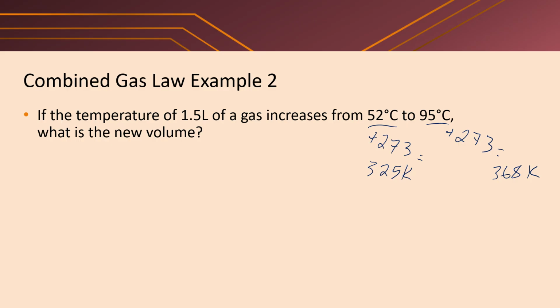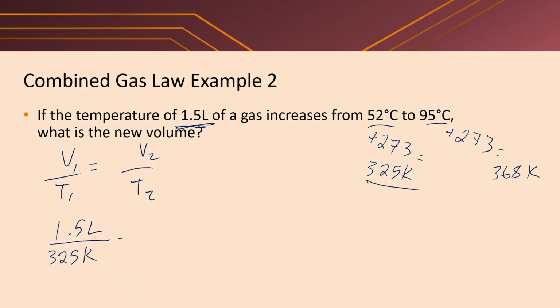Now that I have Kelvin temperatures, I can use the combined gas law: P1V1 over T1 equals P2V2 over T2. And we've got a volume here, liters, and temperature, but there's no pressures. So we can assume that the pressure stays constant, and I can just use volume and temperature. We've got 1.5 liters to begin with, and our original temperature was 325 Kelvin. I need to find my new volume when my temperature changes to 368 Kelvin.